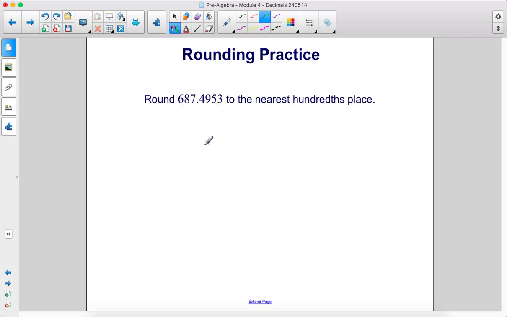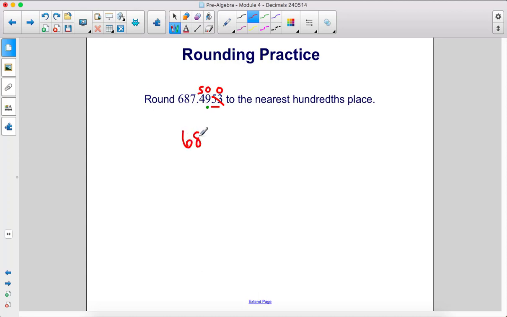Round this number to the nearest hundredths place. All right, the hundredths place is where the 9 is. So we look to the right and we see it is a 5. Therefore, it will round this up. So these become zeros. The 9 also becomes a 0 because it has to round up to a 10, which means we're going to round the 4 up to a 5.